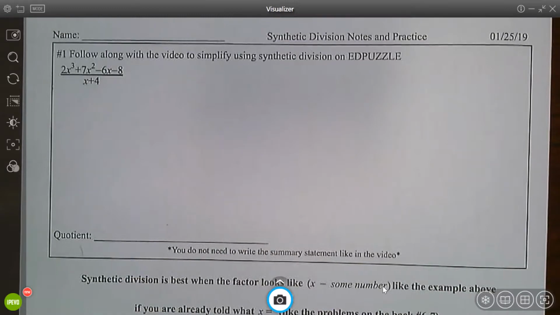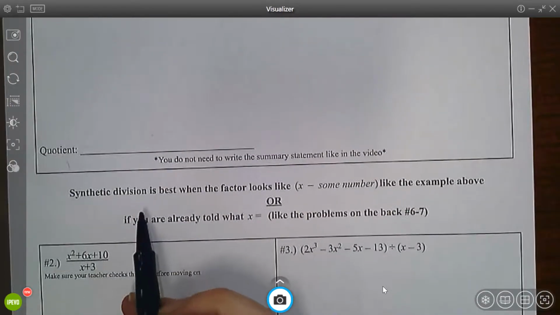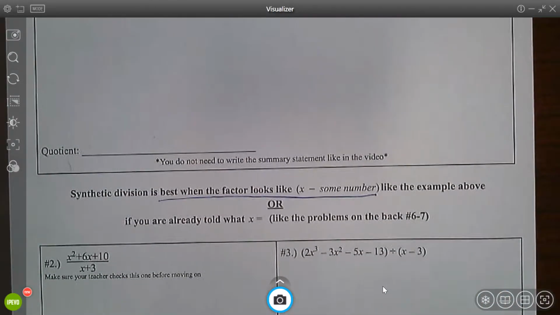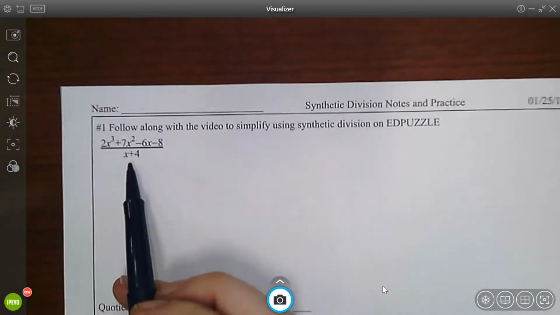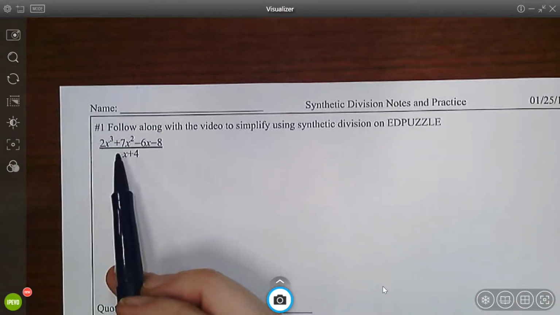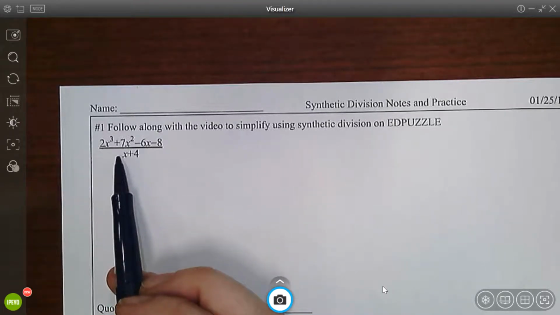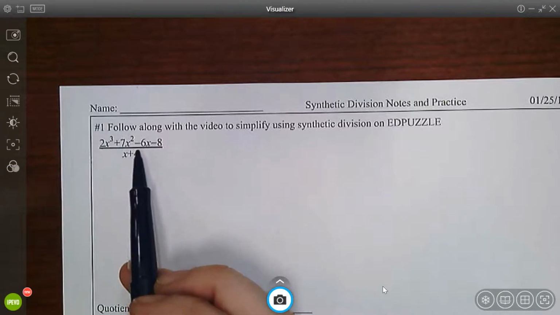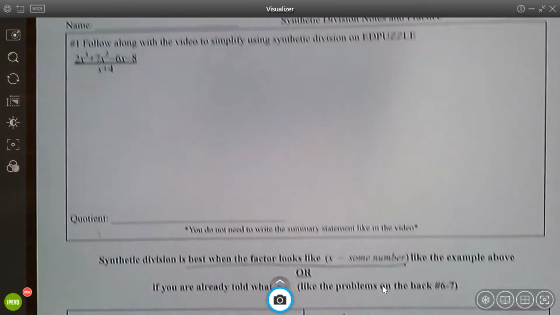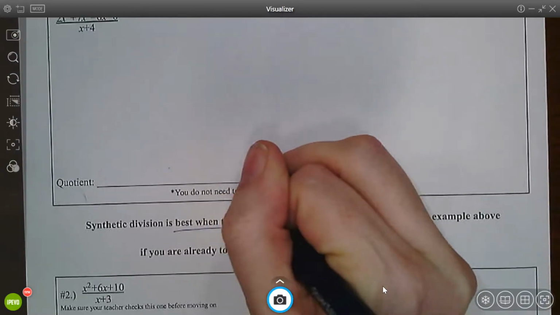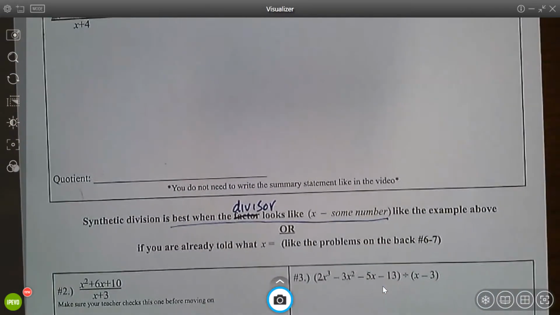Synthetic division works best when the factor looks like this. You'll notice here that we have a divisor x plus 4. So we want it to look something like that. We don't want a number in front of the x. We want just x plus some kind of constant. So maybe not factor, we might say divisor. That might be a better term here.